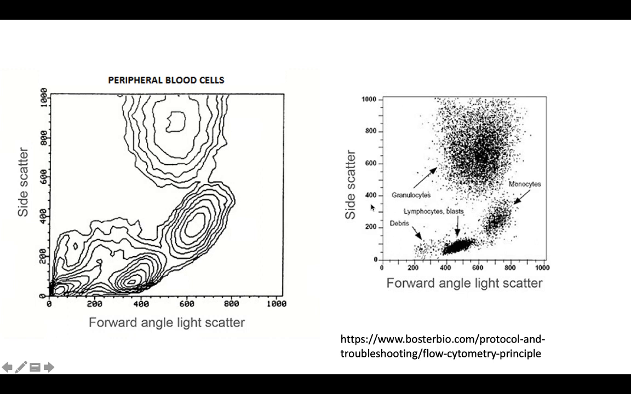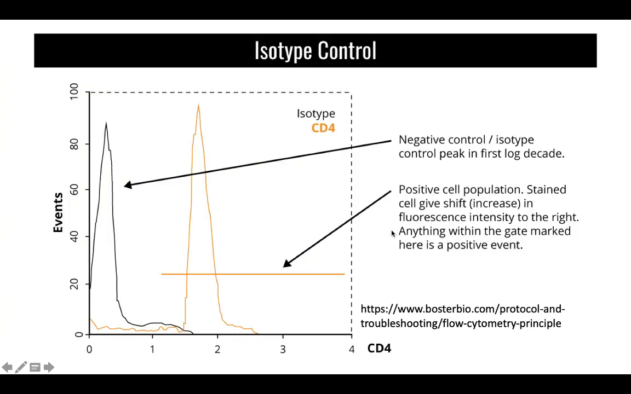somewhat of this sort. As you can see here, this graph on the y-axis has the side scatter result, and the x-axis has the forward angle scatter. Based on it, it gives you an idea of whether it is a live cell or a dead cell. If the cell is dead, then you could expect it to come under the category of debris, and if it's a live cell, it would come somewhere in the center. And eventually the results would look somewhat like this.